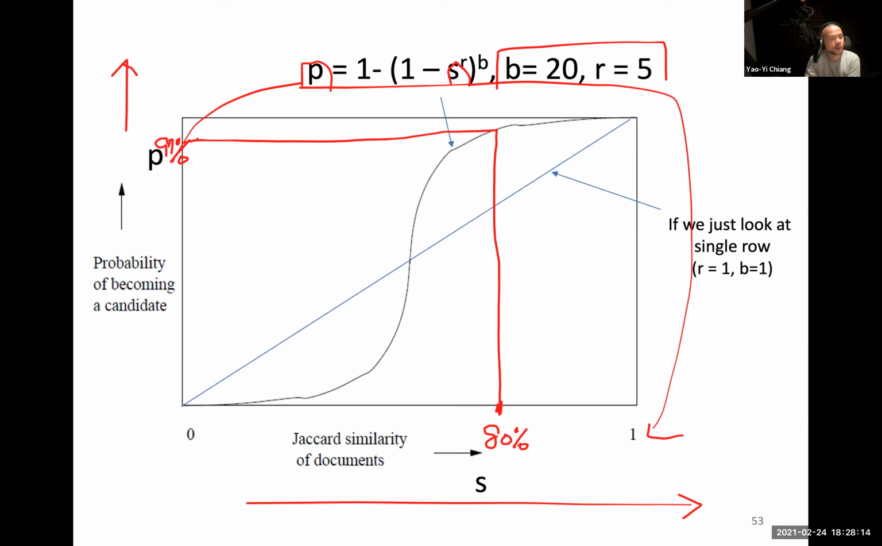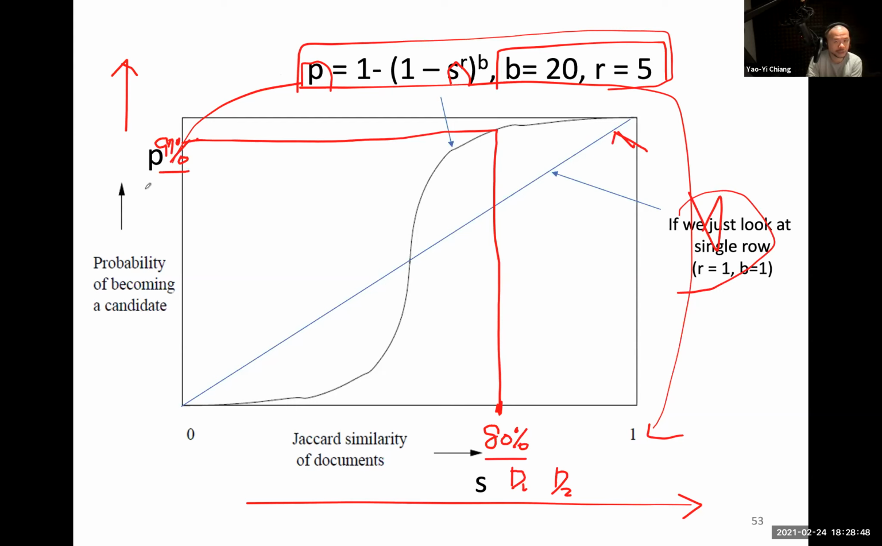This is based on one row? No, this is based on the entire document. So Jaccard similarity between documents D1 and D2. The note to the right? Oh, no, this is talking about the straight line here. Let's ignore this straight line. Let's look at this curve first. The curve is this function, B equal to 20, R equal to 5. So two documents, 80% similarity, 97% chance to become a candidate.